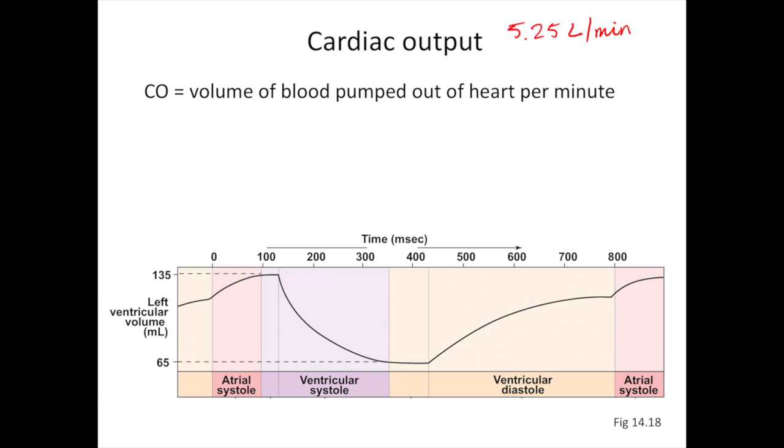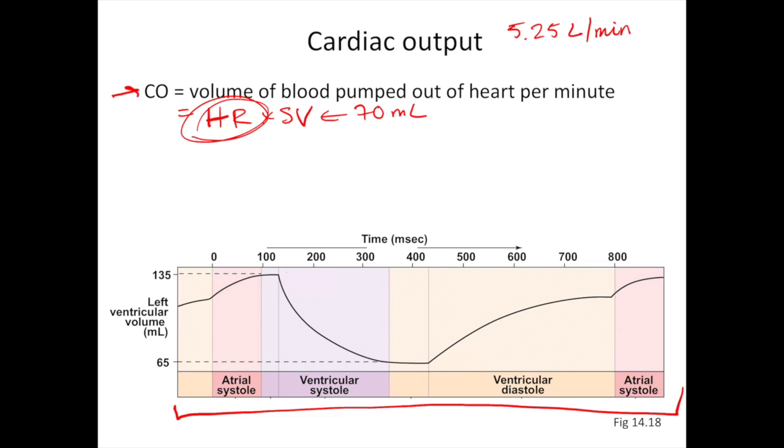So remember, cardiac output is volume of blood pumped out of the heart per minute, which is going to be the heart rate times the stroke volume. Okay. We already know from the previous slide that stroke volume is 70 milliliters. So our task here is to find out what the heart rate is. To find out the heart rate, we can look down here at this graph. Okay, it's a little bit tricky, but basically what you want to do is look for one full cycle of the heart, right? So one full cardiac cycle.